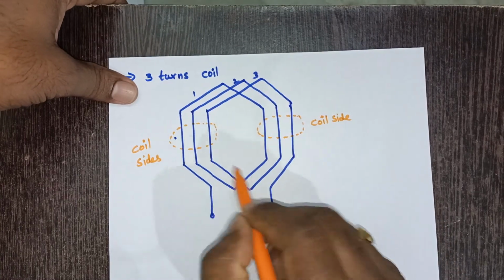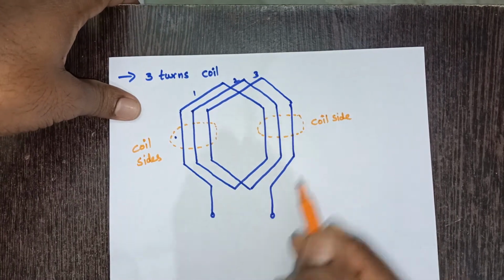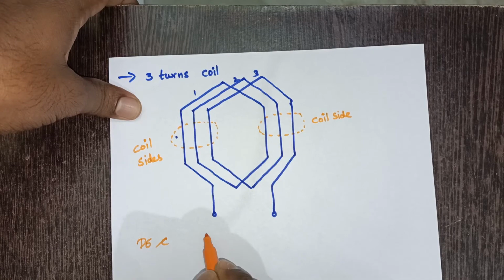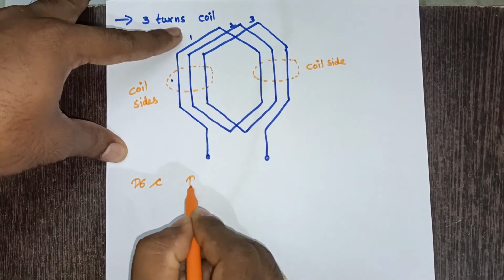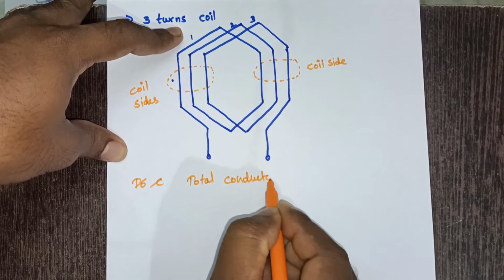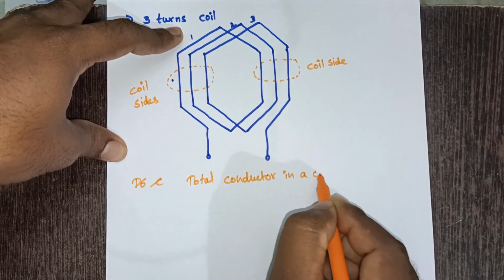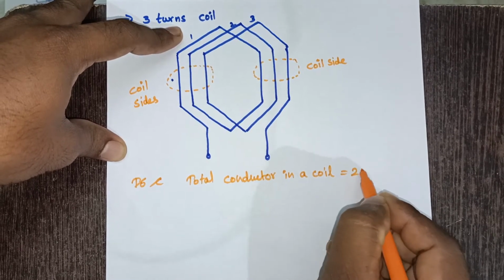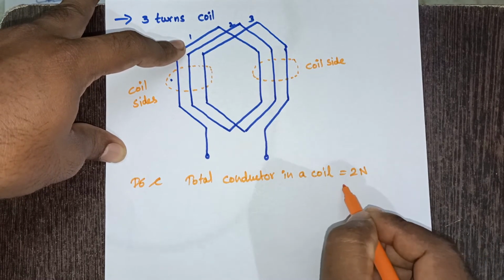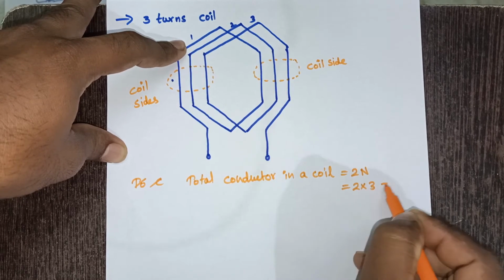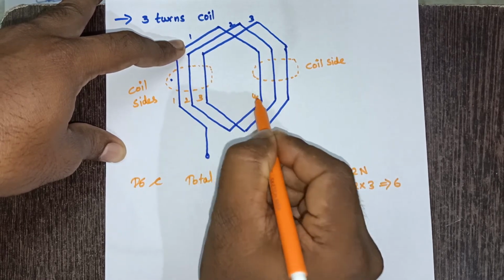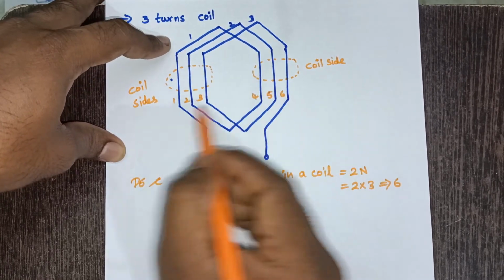And if you observe total conductors in this 3-turn coil, previously we have written total conductors in a coil is equal to 2n. So how many turns are there? 3 turns are there, so n is equal to 3. So 2 into 3, which is equal to 6, right? See here, first, second, third, fourth, fifth, sixth conductor. Total 6 conductors are there.